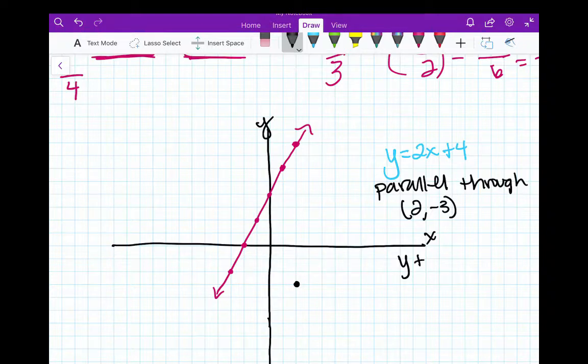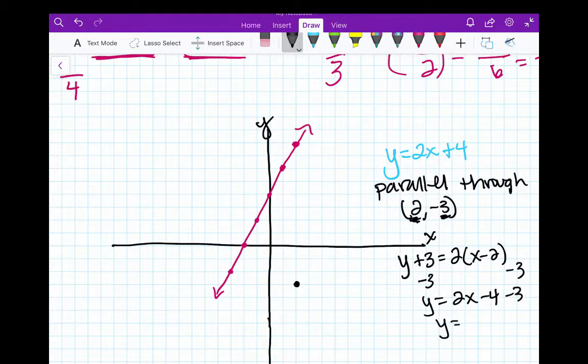So y plus 3, because again, my y value needs to be -3, the y value of my point that I need it to go through, equals 2 times x minus 2, because the x value it needs to go through is 2. And then I could go ahead and rewrite this in slope-intercept form. y equals 2x minus 4 minus 3, which would be 2x minus 7. And I could just graph this by going up 2/1. And again, you will see that because they have the same slope, they will never intersect. So there is my parallel line through a specific point.